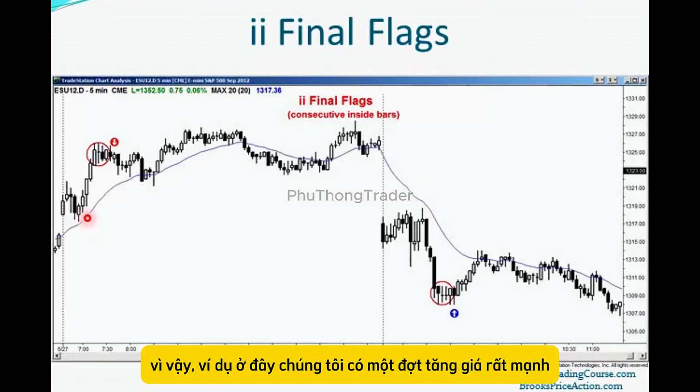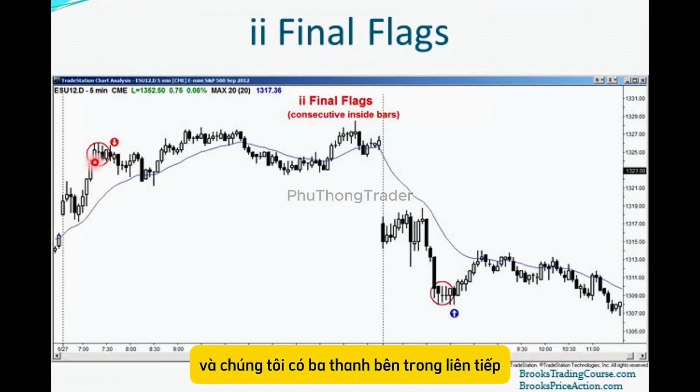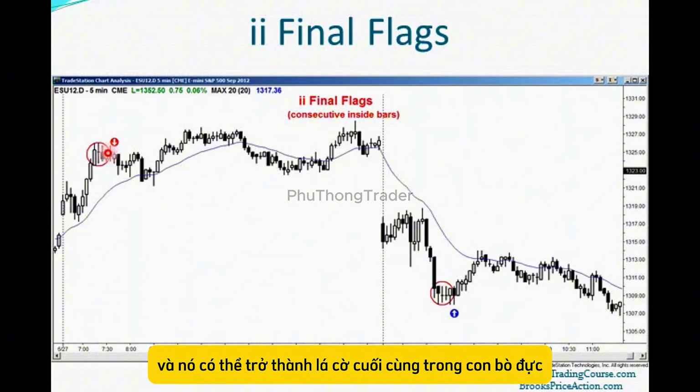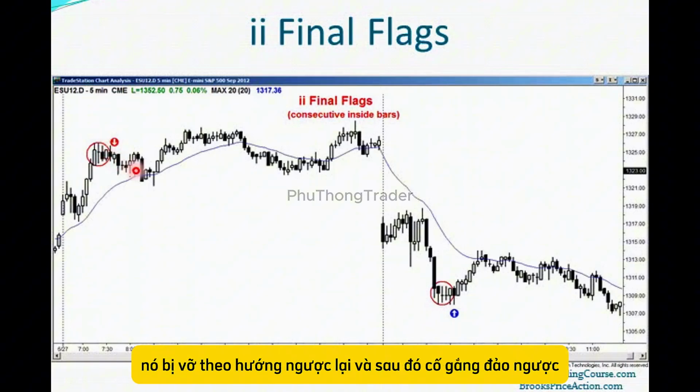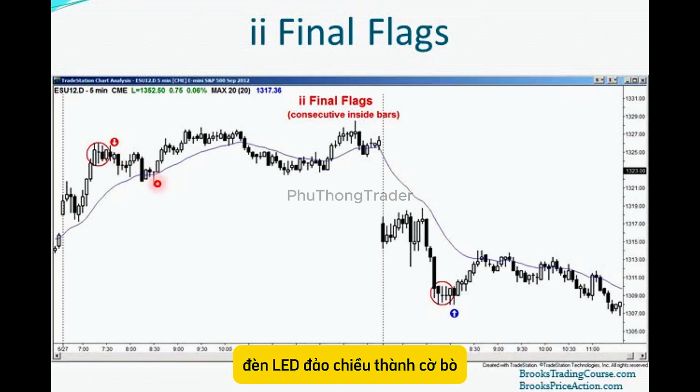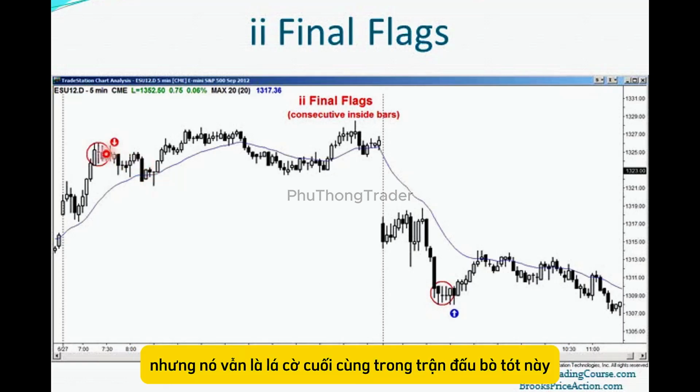So for example, here we have a very strong bull spike, and we have 3 consecutive inside bars. So this is a breakout mode pattern, and it might end up being the final flag in the bull. It broke to the upside and then tried to reverse down. The reversal led to a bull flag, but it was still the final flag in this bull leg.